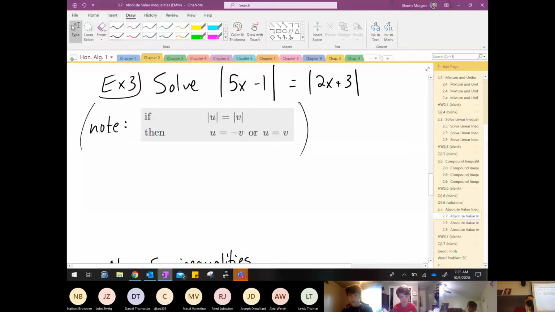Now, we also have, in this case, a special case that I've made a note of, that you should definitely write down: if we've got 2 absolute values that actually equal each other, with nothing else going on outside, then you can set their arguments equal to each other. You can say that, in this case, 5x minus 1 equals 2x plus 3, or you could say 5x minus 1 equals the opposite of 2x plus 3.